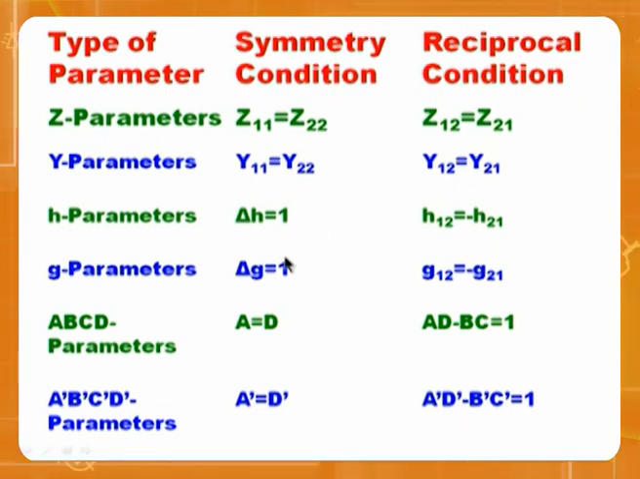I am also telling one more small thing. This is delta H, this is delta ABCD. So symmetry for H parameters is similar to reciprocity for ABCD. So that also you can enjoy. Here it is: A equal to D, H12 equal to minus H21. So if you want to remember, you can try that way, or don't worry.